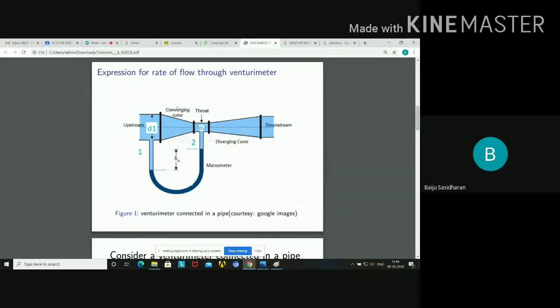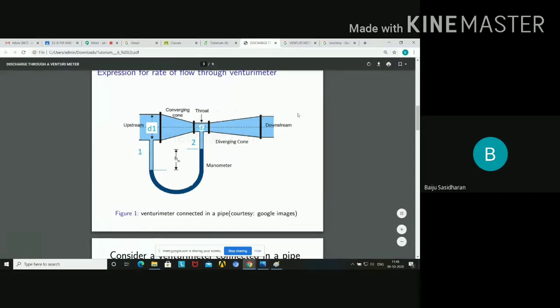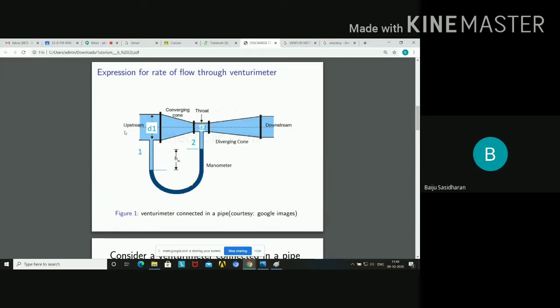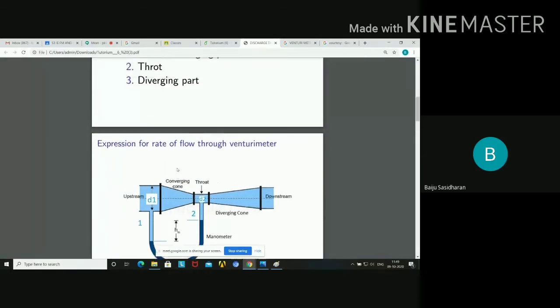So a venturimeter has a short convergent portion, a throat, and a long divergent portion. After that, the pipe will be continued. It is mainly used to find out the discharge of pipe flows. By connecting the manometer with the venturimeter, we can find out the difference in pressure between the main pipe as well as the throat. That we have to note in order to find the discharge.